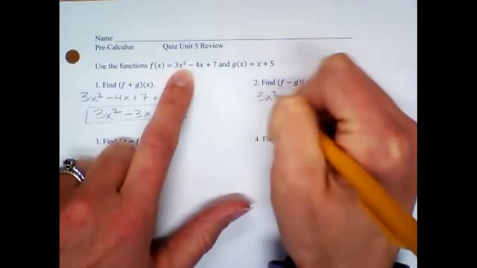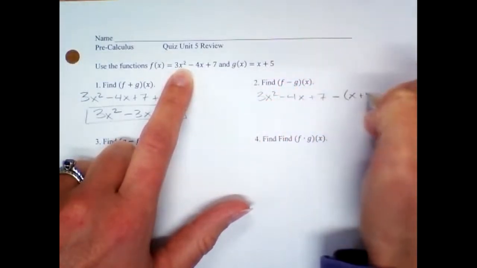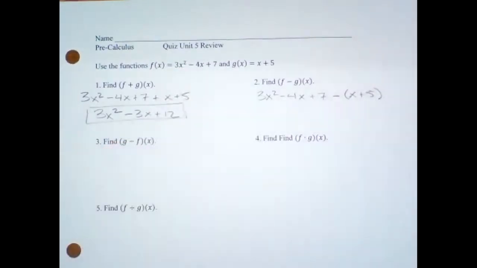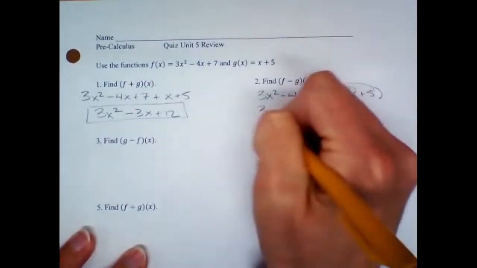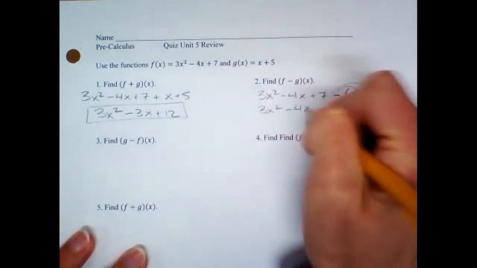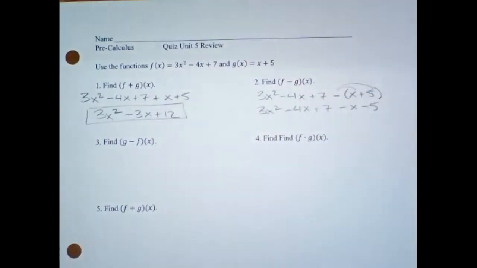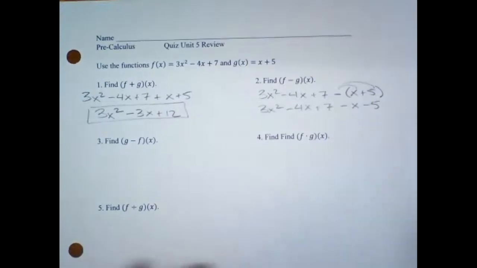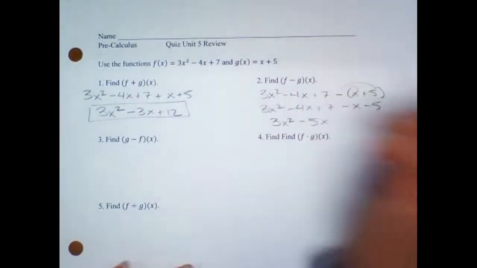All right, for this one, you're going to subtract them. So you're going to take the first function minus the second function. The only thing I'm going to caution you on is to be careful with the negative. You have to subtract the whole thing, so you have to distribute the negative. So it'll be minus x minus 5. And then put the like terms together.